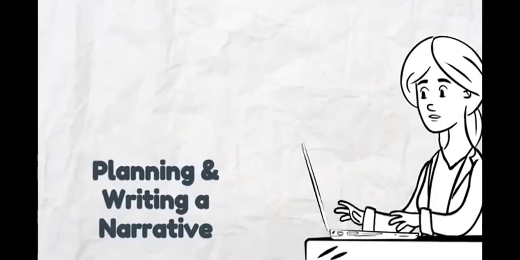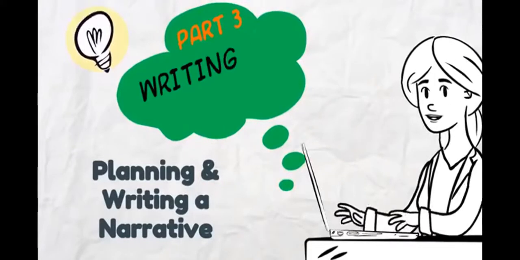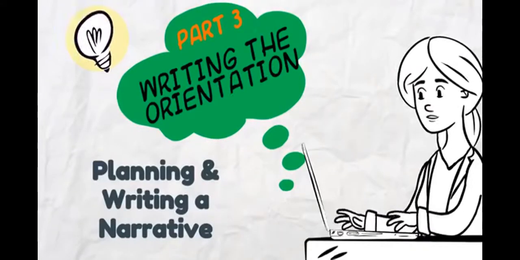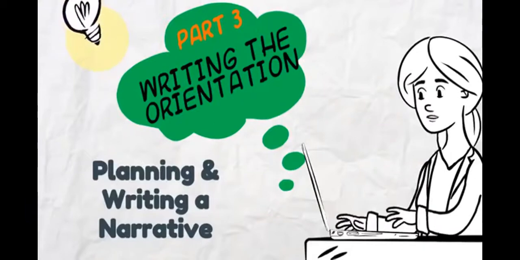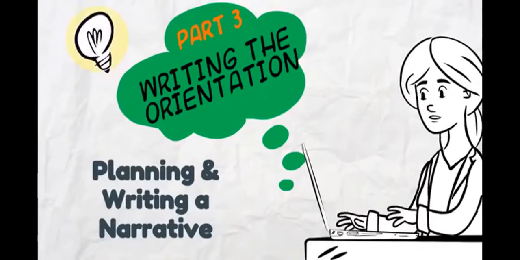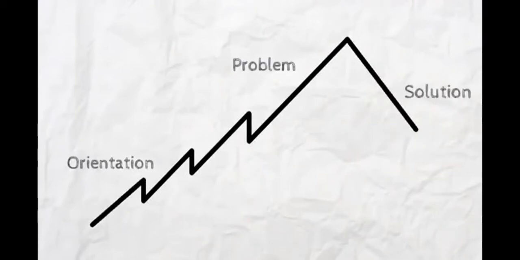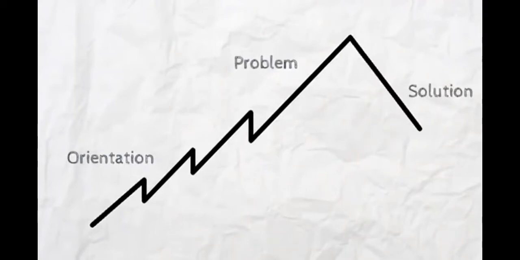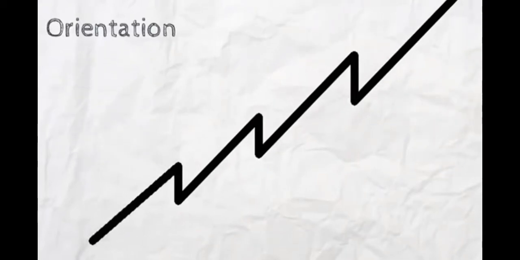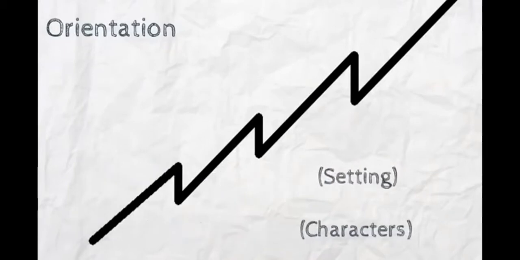Planning and Writing a Narrative, Part 3, Writing the Orientation. We know that the basic structure of a narrative looks like this: orientation, problem, solution. In this video, we are going to focus on the orientation. The orientation is really important because this is where we get to share with the reader the where, the when, and the who.